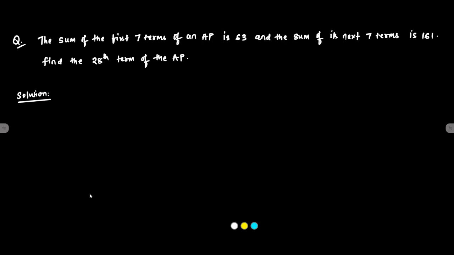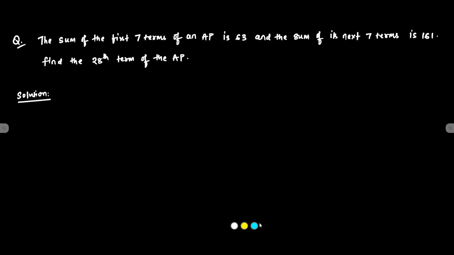So here is another question on sum of n terms of an arithmetic progression. It is given the sum of the first 7 terms of an AP is 63 and the sum of its next 7 terms is 161. Find the 28th term of the AP.